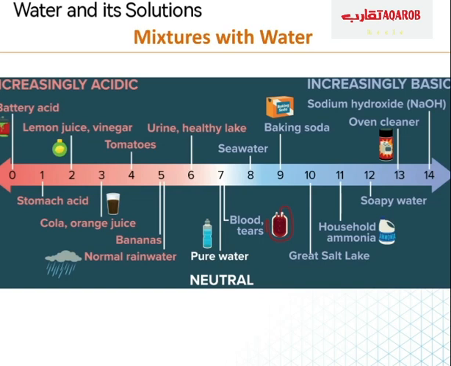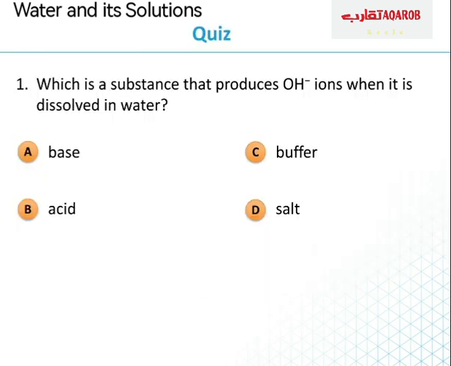So as we move from 0 to 14, the pH is increasing, and from 7 to 14, the basicity is increasing, and from 7 to 0, the acidity is increasing. While you move to the right side, the basicity increases, and while you move to the left side, the acidity increases.